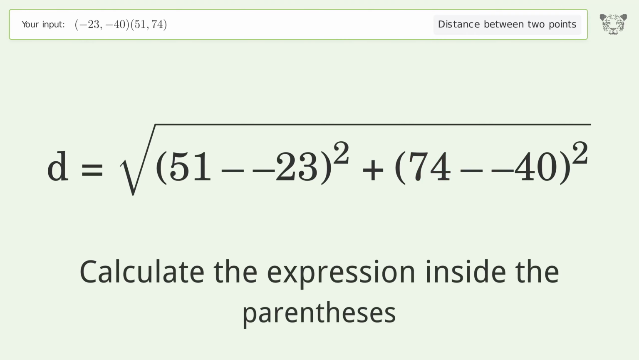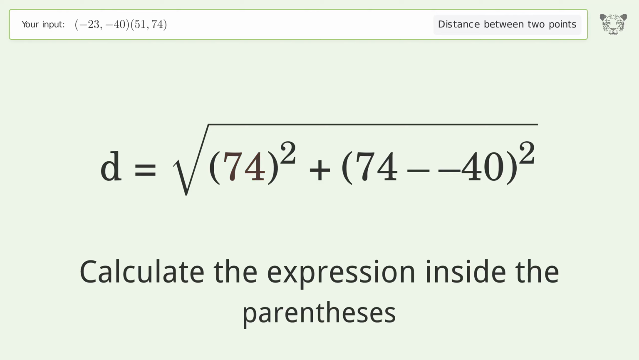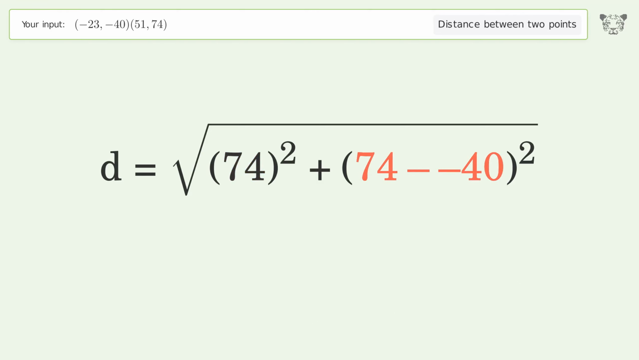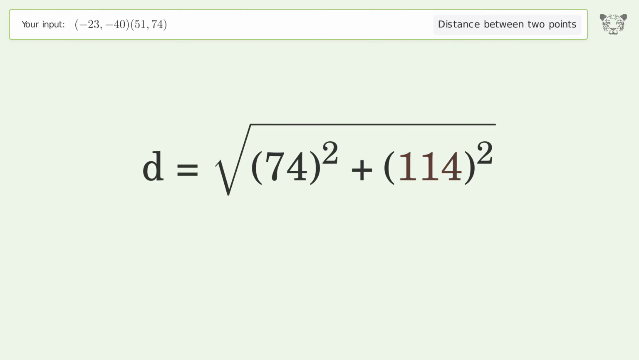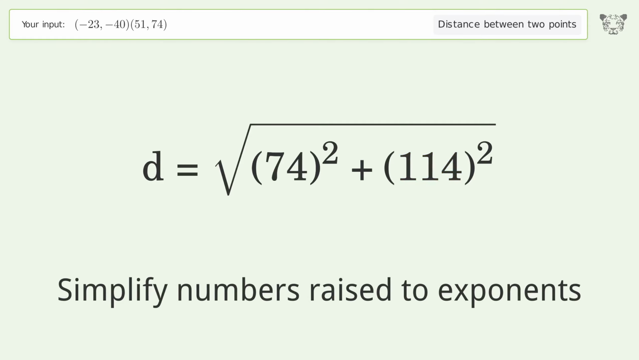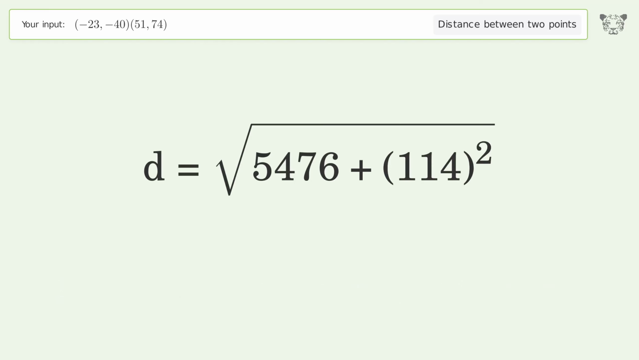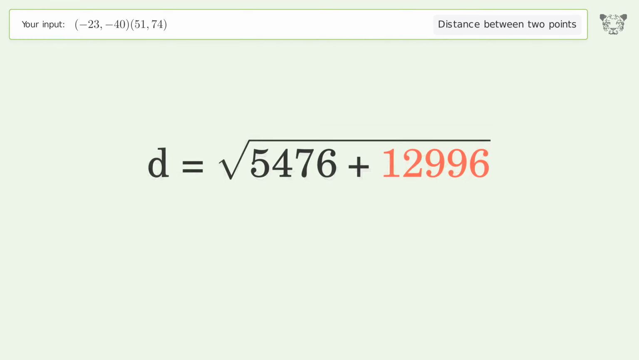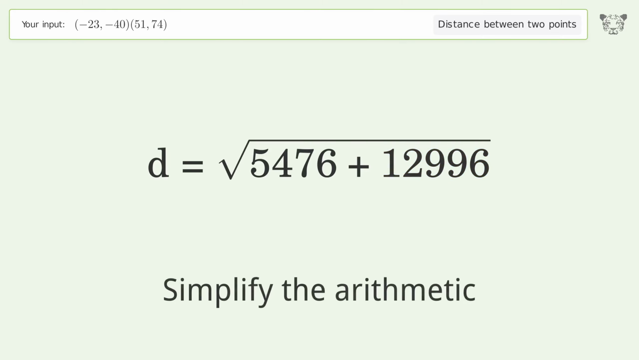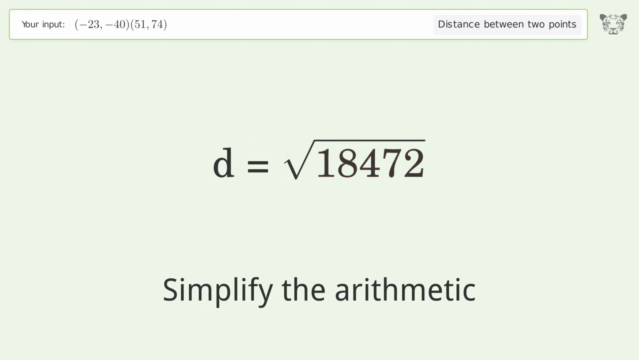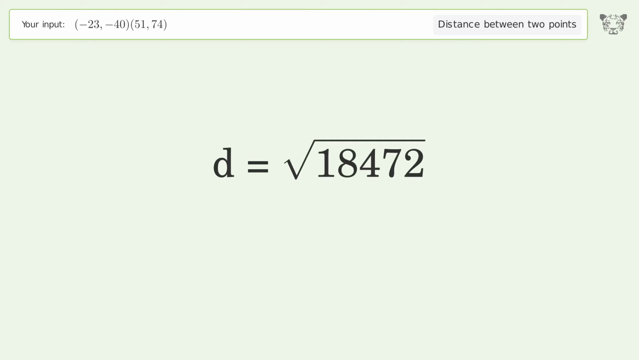Calculate the expression inside the parentheses. Simplify numbers raised to exponents. Simplify the arithmetic. And so the distance between the 2 points is the square root of 18,472, or 135.912.